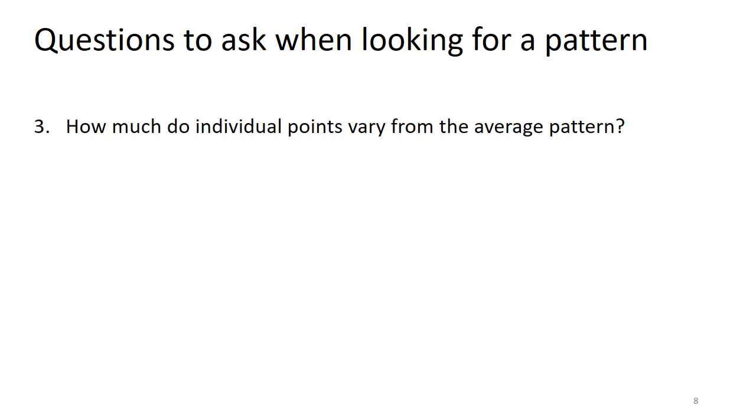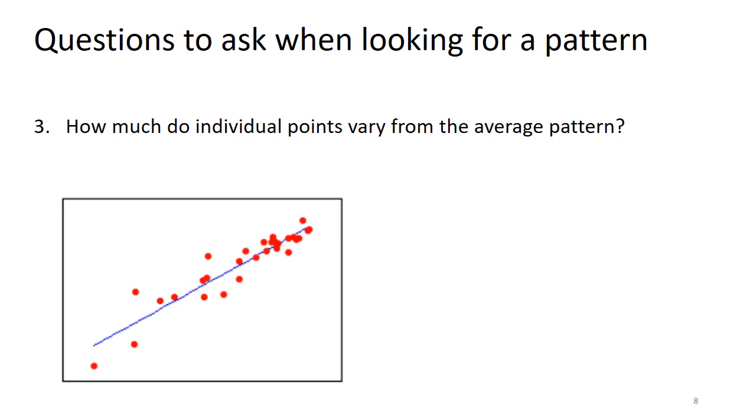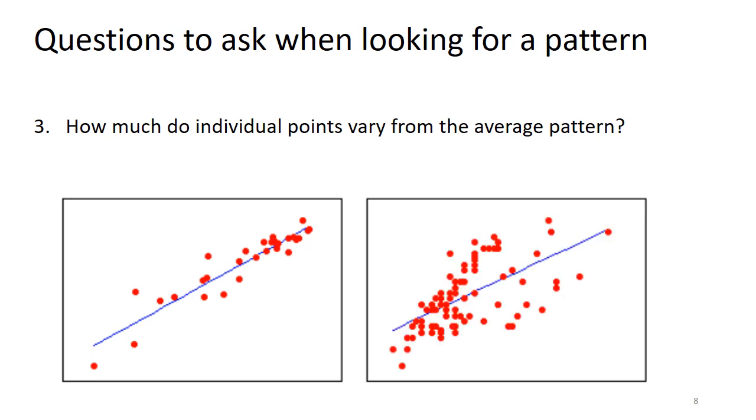This is related to how well the average pattern fits the data points. In a linear relationship, the average pattern is a straight line. Are the points close to this straight line, or spread out around the straight line?